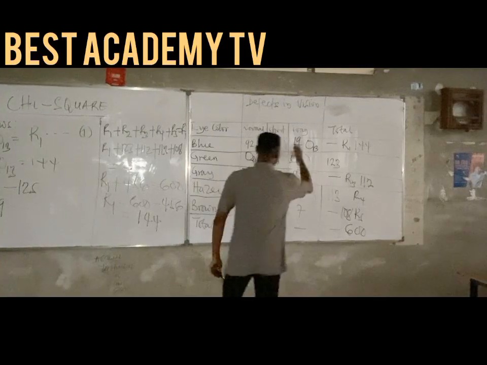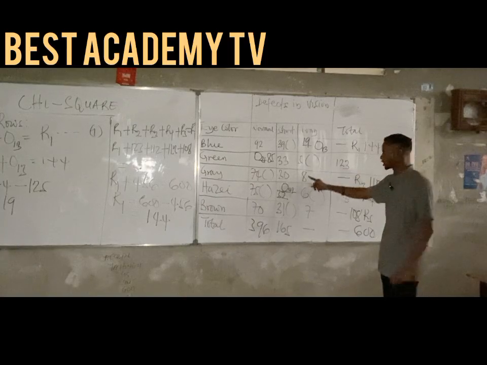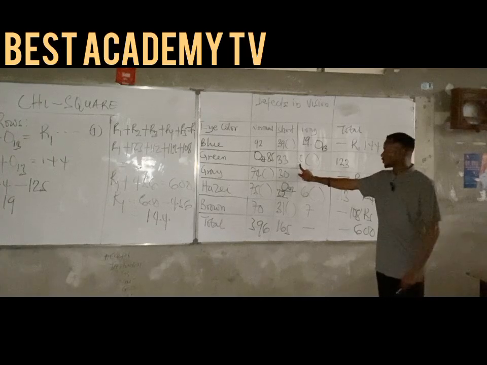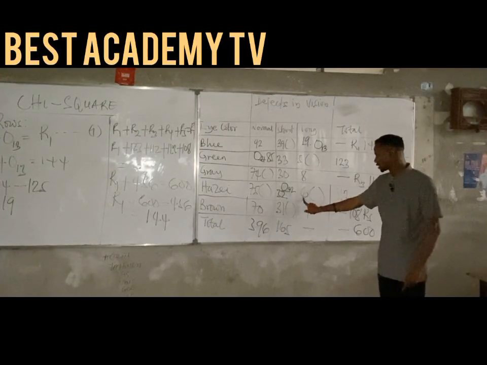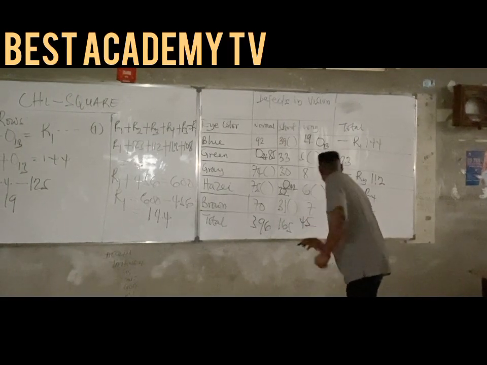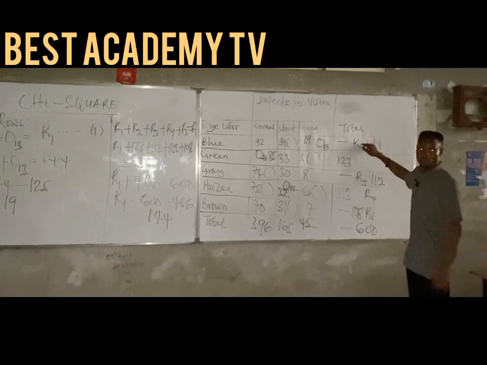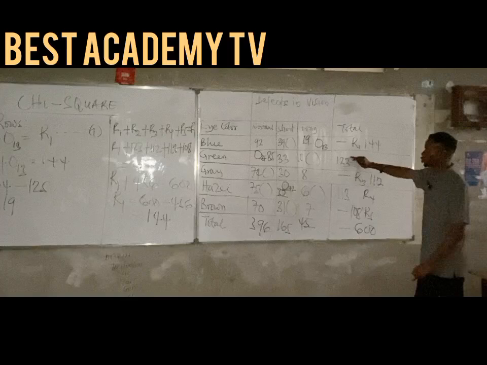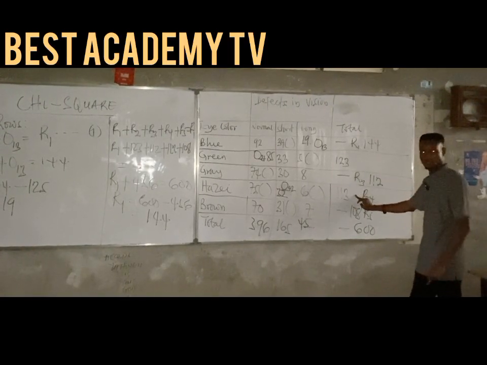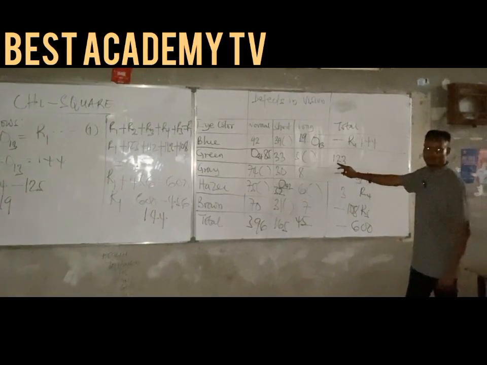Okay, now let's try to get the column here. 19 plus 5 plus 8 plus 6 plus 7, class. What is the answer, please? That is 45. Okay, let's check if the total here will give us 600. Okay, let's go. 144 plus 123 plus 112 plus 113 plus 108. What is the answer? 600, right?